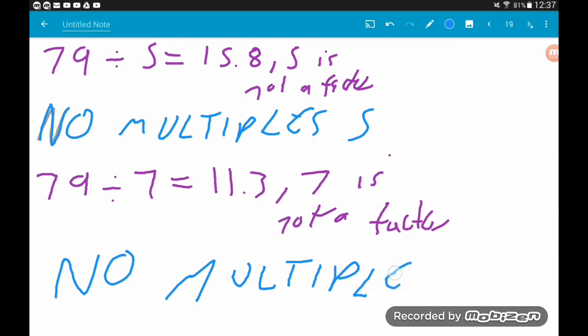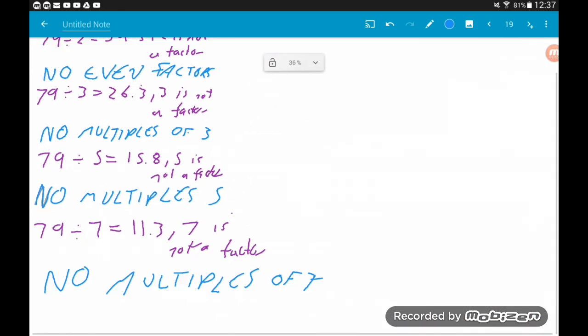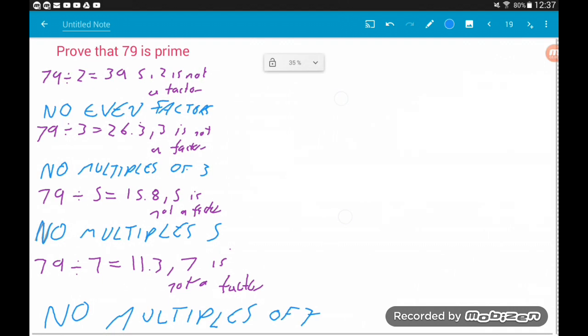Now, let's stop there for a moment and see what we've done. So we first of all tested to see if 2 was a factor. Then we tested to see if 3 was a factor. Then 5. Then 7. What numbers here are we testing? We're testing the prime numbers.